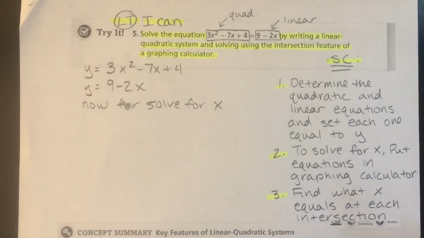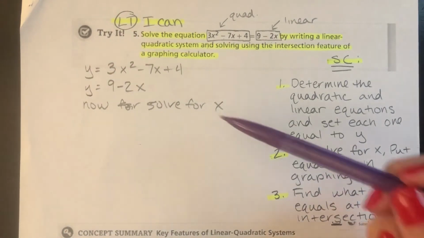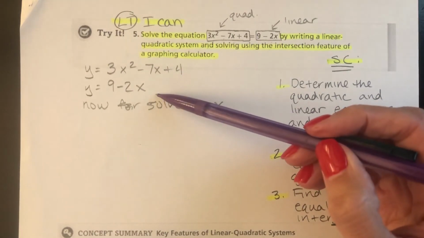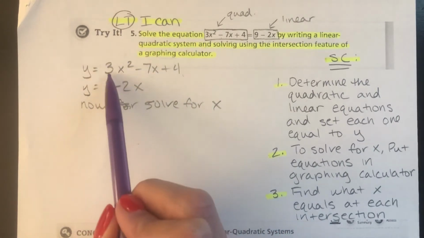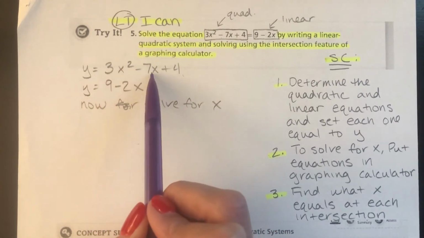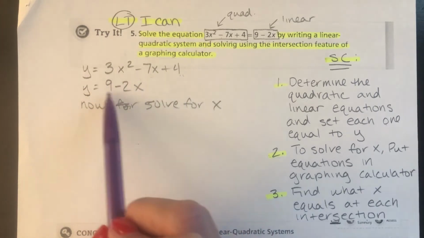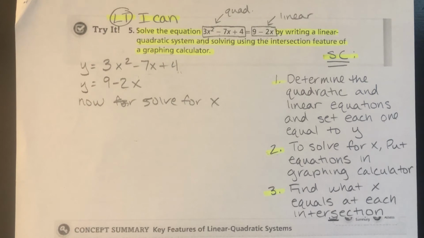To solve for x, we're going to put each equation in the graphing calculator. Your first y equals is 3x squared minus 7x plus 4, and your second would be 9 minus 2x. Those are in your graphing calculator, and you should have a parabola and a line graphed. If you need a second, pause the video and get that typed into your graphing calculator or into Desmos so you can see it.